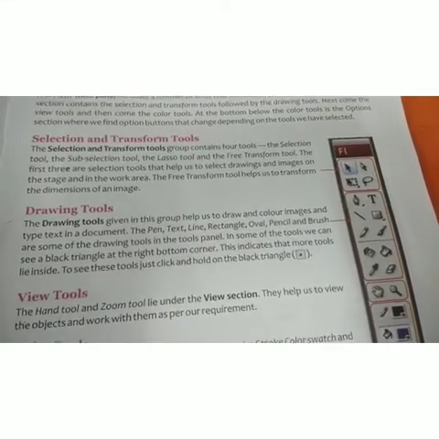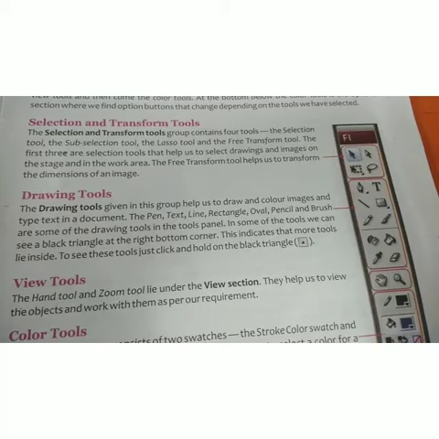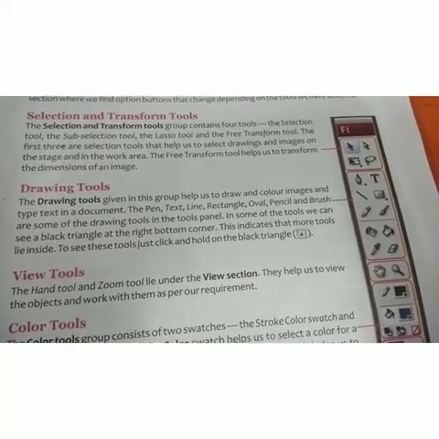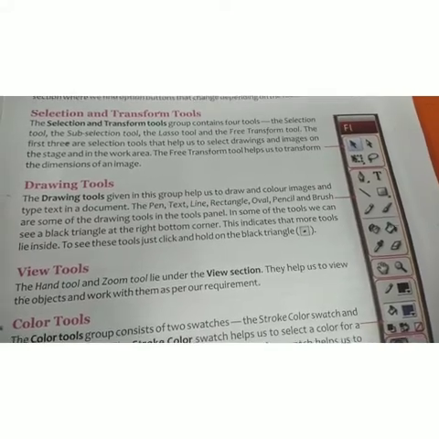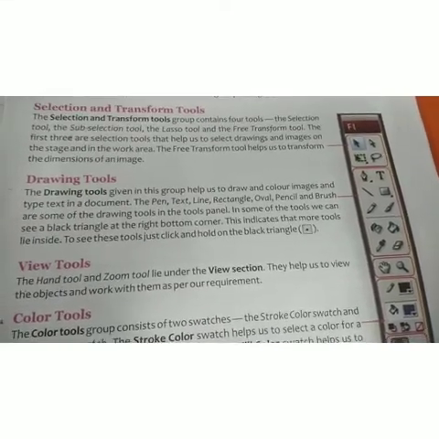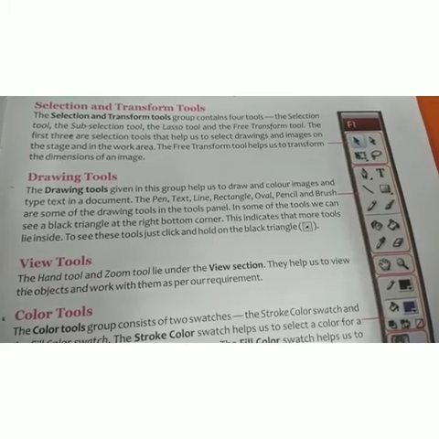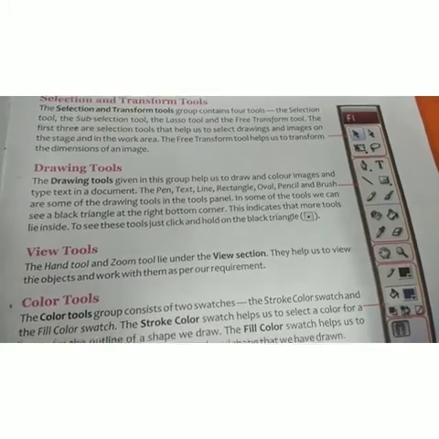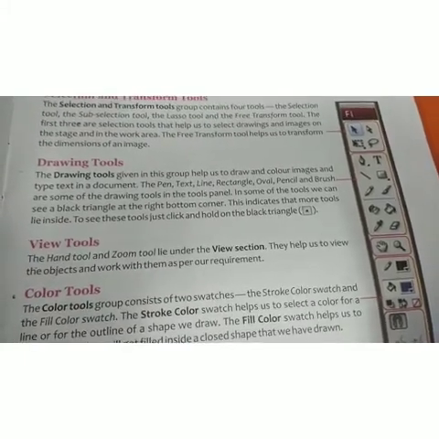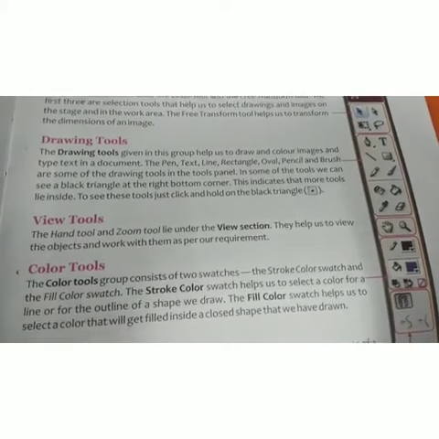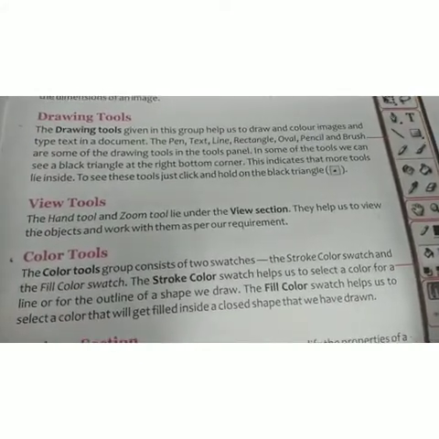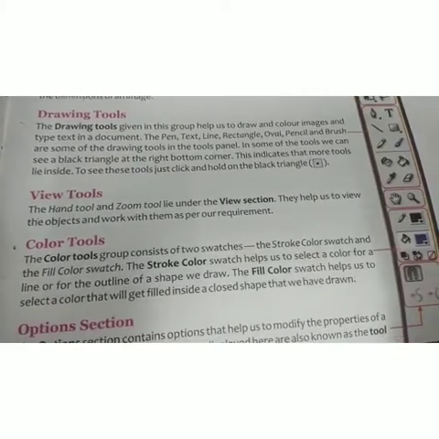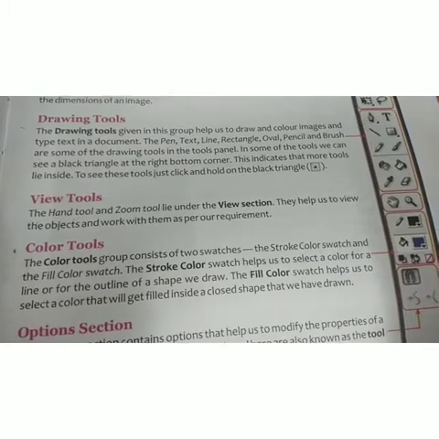Now next, drawing tools. The tools given in this group help us to draw, color images and type text in a document. The pen, text, line, rectangle, oval, pencil and brush are some of the drawing tools in the tools panel. In some of the tools we can see a black triangle at the bottom right corner. This indicates that more tools lie inside. To see these tools, just click and hold on the black triangle. Next, view tools. The hand tool and zoom tool lie under the view tools section. They help us to view the objects and work with them as per requirement.